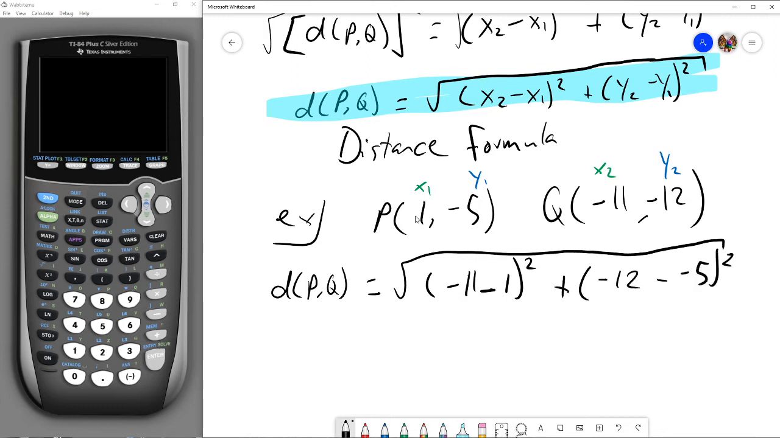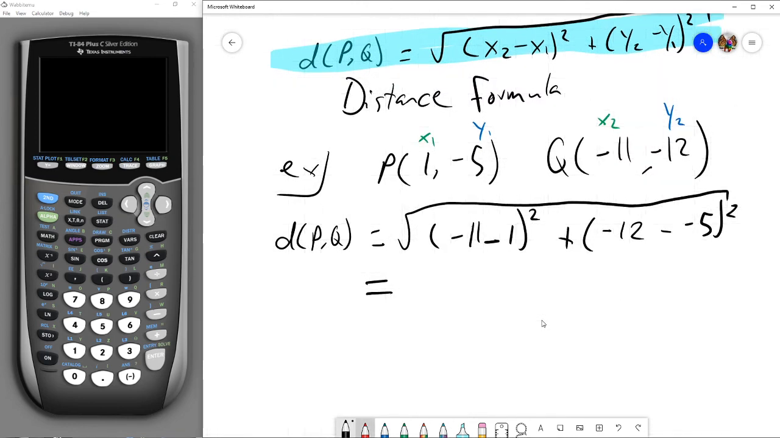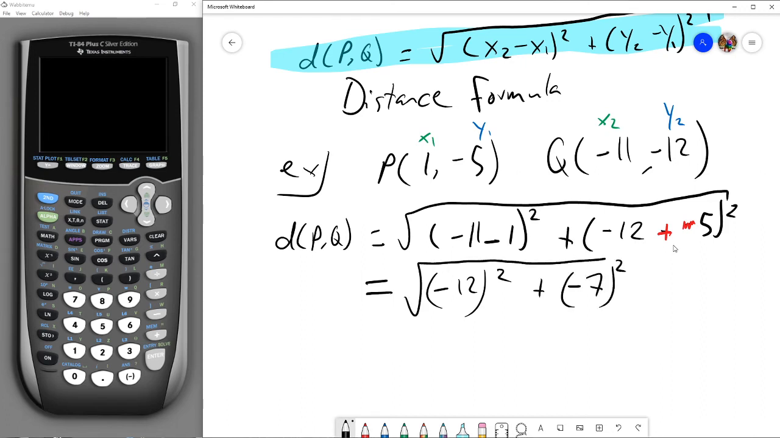One thing you can notice here is there's going to be a lot of negatives. You have a negative already in the formula, and then if your points have negatives, you're going to have a lot of negatives to keep track of. So be sure to write them all down and take it nice and slow. When I look at these two negatives here, that double negative means this is now going to be a plus, and I'm going to scratch that out. So negative 1 minus negative 11 is negative 12, that quantity squared, plus, then we have negative 12 plus 5, so that's negative 7 quantity squared. This is still square rooted.